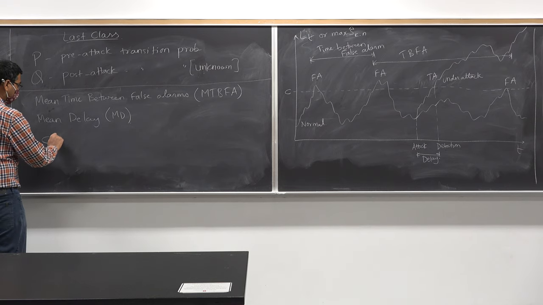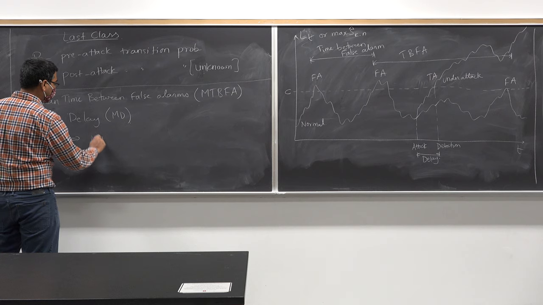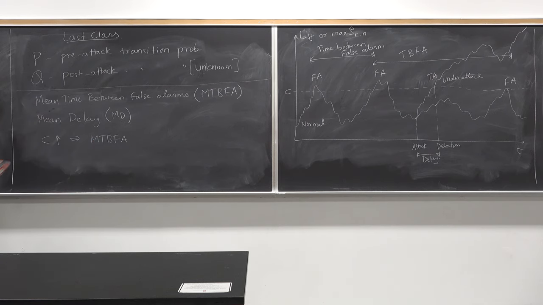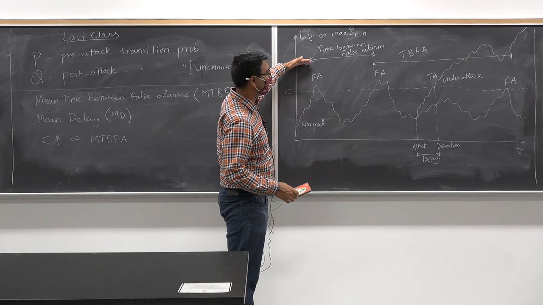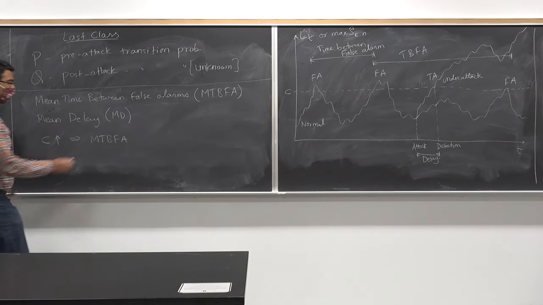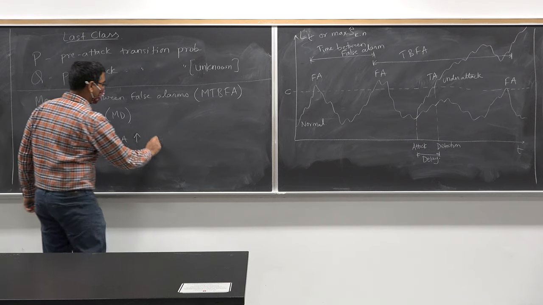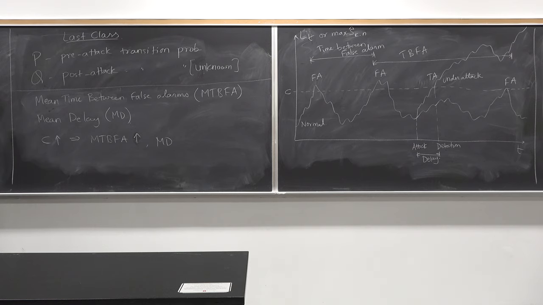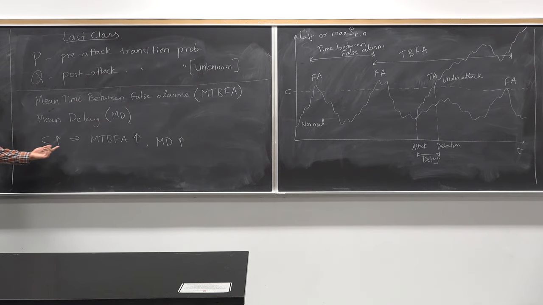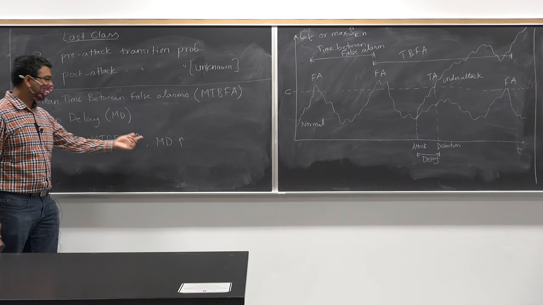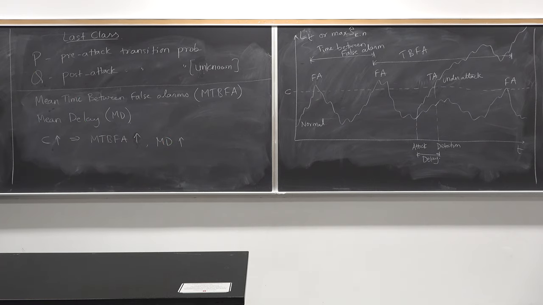And if you increase the value of C, what will happen to mean time between false alarm? What happens if I push the C up? Mean time between false alarm will increase significantly. What about mean delay? Mean delay will also increase. So by controlling this C, which is the threshold, you can control the mean time between false alarm and mean delay. But this increase is not proportional, right? So you can increase the C by a little bit. Maybe this one increases significantly, and this one increases in a very small way. So you have to figure out what the optimal combination is.